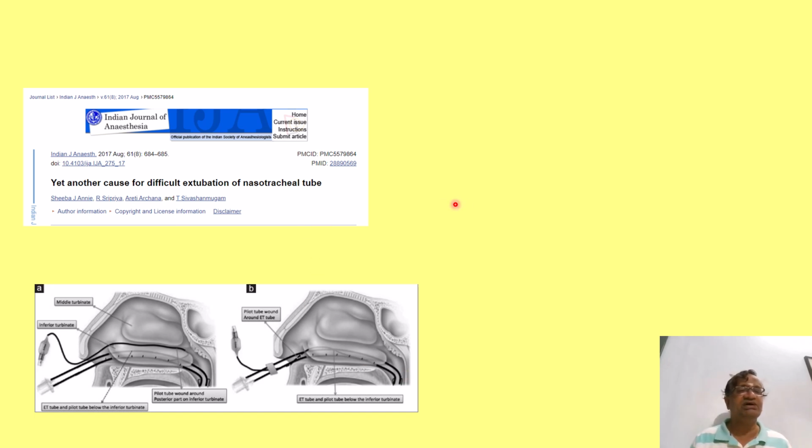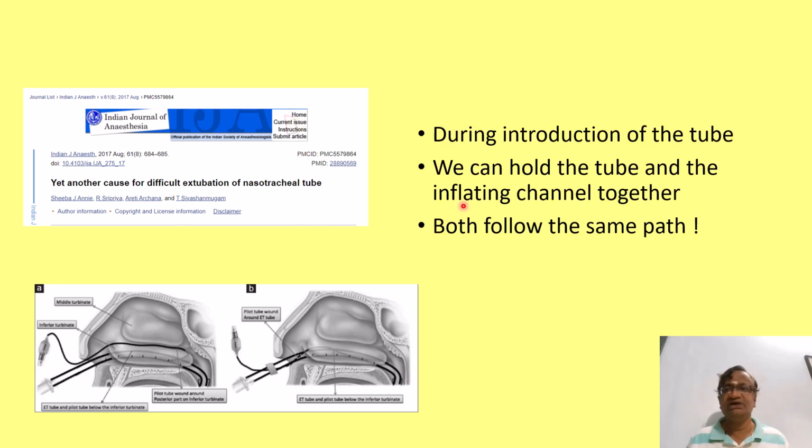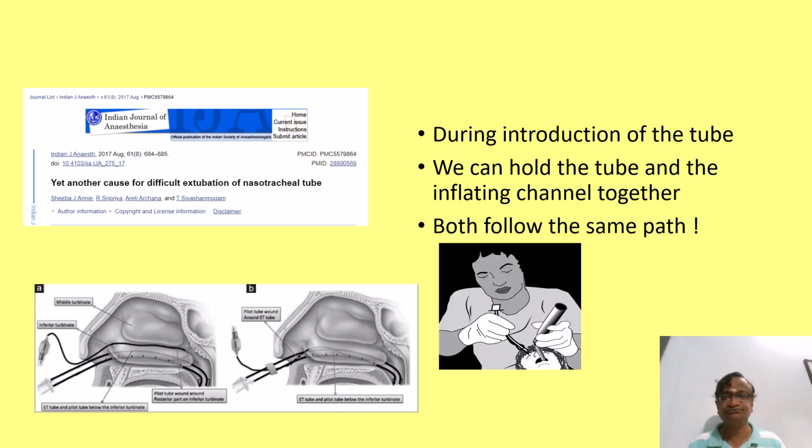This was published by us. During introduction, hold the tube and inflating channel together. Yes, both should follow the same path. Now, there are already two pathways I told. Inferior turbinate, middle turbinate. Above the middle turbinate, the inflating channel goes. Below this middle turbinate, the tube goes. Yes, very difficult to extubate.